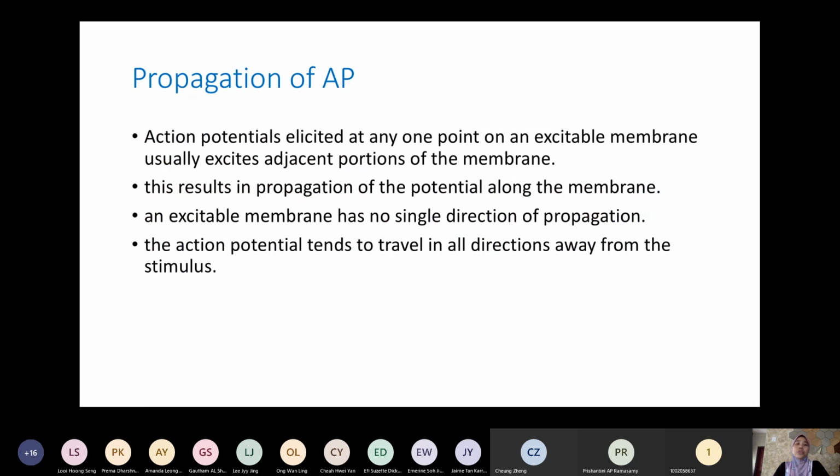repolarization. So what about the propagation of the action potential? Action potentials can occur at any point on the excitable membrane. Meaning that if you have a long neuron, it can occur in the middle, in the dendrite, in the cell body, or along the receptor itself. So it can occur anywhere. This results in the propagation of the potentials along the membrane. And bear in mind, along the axon, if the action potential occurs in between, the direction of the action potential will go both ways.